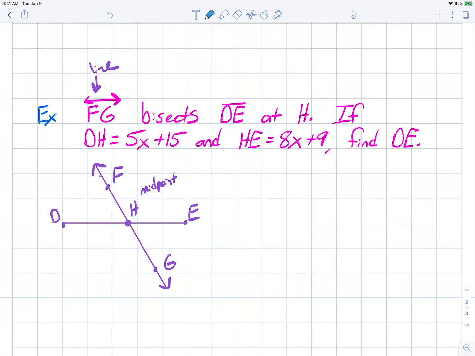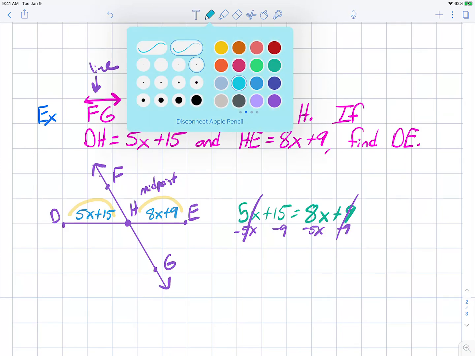Now I'm going to label stuff. So I know that DH is 5x plus 15, and I know that EH is 8x plus 9. And again, if it's a midpoint, it means that those two sides are the exact same. They are congruent segments. So I can write the equation that 5x plus 15 equals 8x plus 9. So I'm going to solve this. I'm going to subtract 5x from both sides, and I'm going to subtract 9 from both sides. That gets that gone from there, and that gone from there.